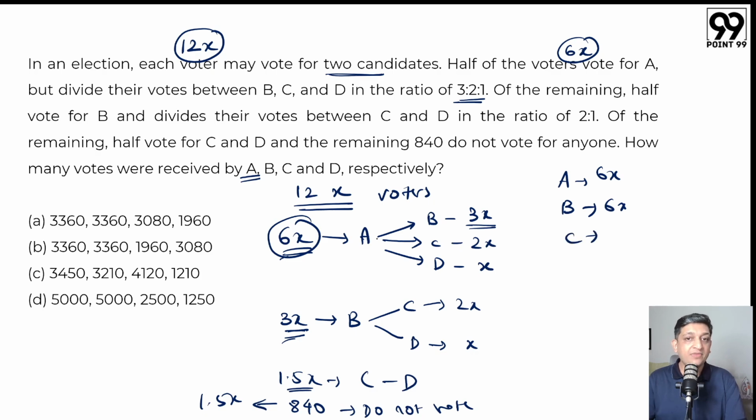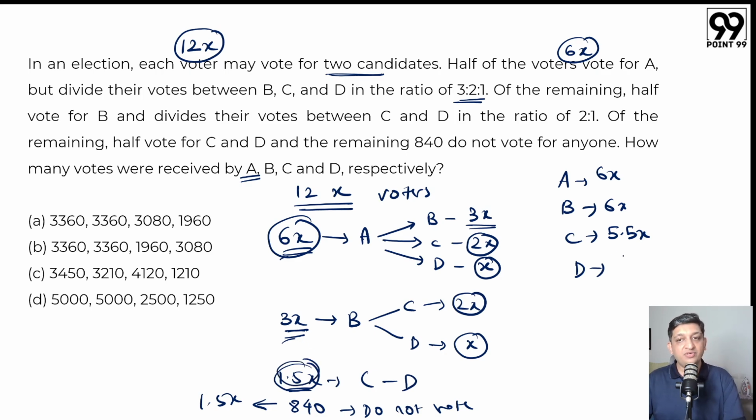What about C? C would have received 2X votes here, C would have received 2X votes here, and C would have received 1.5X votes here. So 2 plus 2 plus 1.5 is 5.5X, let's say. And what about D here? D has received X votes from here, another X votes from here, and 1.5X votes from here. So D is going to receive 3.5X votes. And you will be able to see that this is 12X that we have, and 8 plus 1 is 9. So 21X votes would have happened.